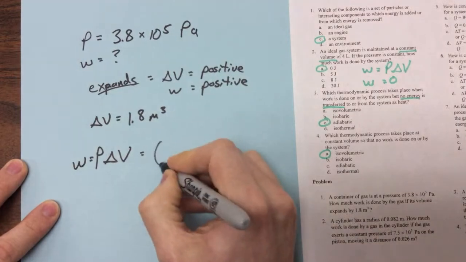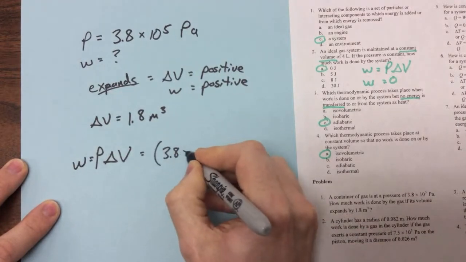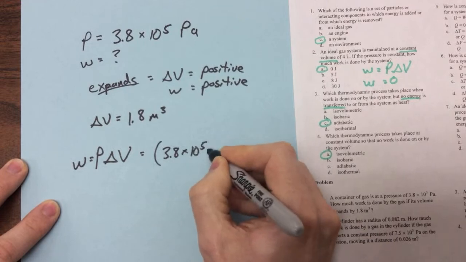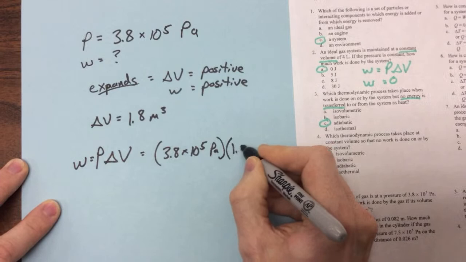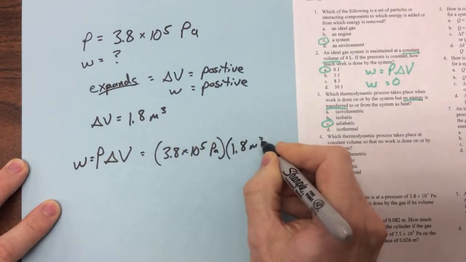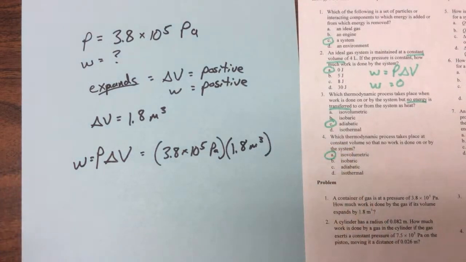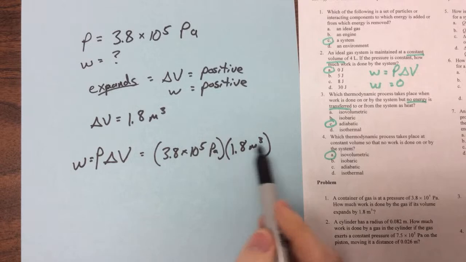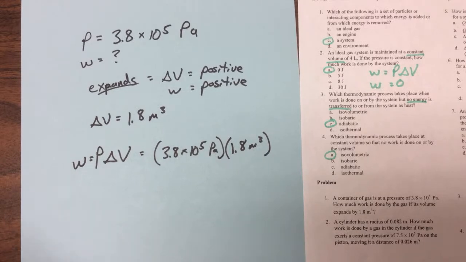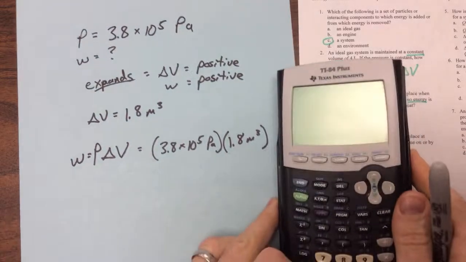So the pressure, that's 3.8 times 10 to the 5th pascals, and your delta V, 1.8 cubic meters. Everything is nice in terms of the units, so we don't need to do any conversions for the units. And when you have pascals times cubic meters, you're going to end up with joules as your units. So let's go ahead and put this in the calculator.